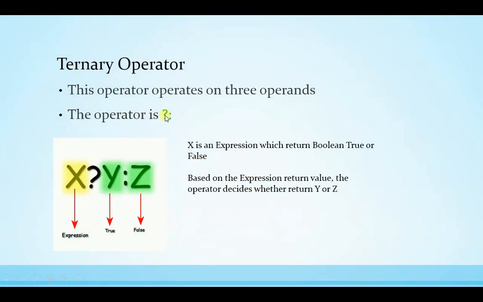So the operator is a combination of two letters. One is a question mark, then a colon. So this is the operator. As already told, this operator operates on three operands. Here in the picture, X is one operand, Y is another operand, and Z is the third operand. So there are three operands, and if you see, the operator is in between these three operands.